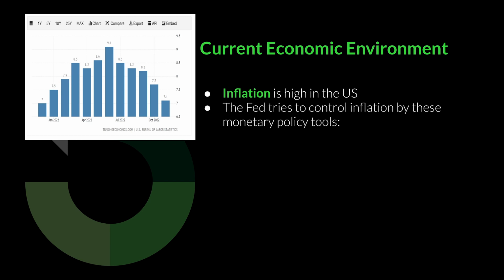Now, the Fed tries to control inflation by using 3 monetary policy tools. The first is controlling interest rates, and we hear a lot about this in the news. Interest rates are going up. When we were in the bull market, interest rates were going down.